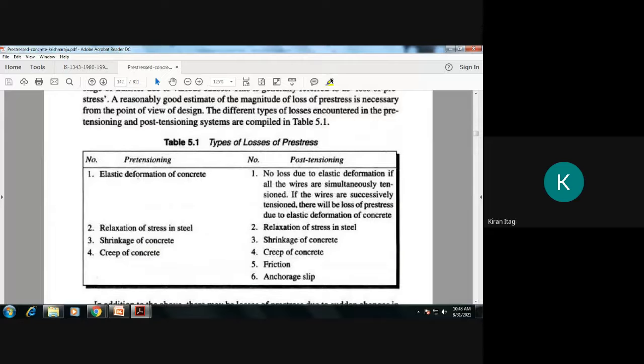So remember this table, that is pre-tensioning and post-tensioning. In pre-tension, there will be elastic deformation, relaxation of steel, shrinkage of concrete, and creep of concrete. In post-tension, there is no loss due to elastic deformation if all the wires are simultaneously tensioned at a time. If they are tensioned individually, one after one, there will be loss of pre-tension due to elastic deformation of concrete. The others are relaxation of stress in steel, shrinkage of concrete, creep of concrete, friction and anchorage.